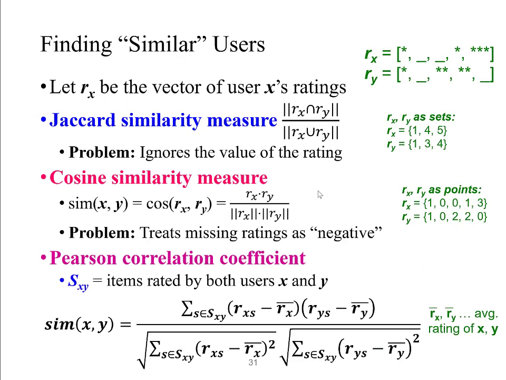So the first thing is to find similar users, or how to find similar users. Now let Rx be the vector of user X's ratings. For example, here the ratings are 1, 1, and 3, and this 2 is unknown. Ry is another user's ratings. So this is 1, 2, and 2, and these 2 are unknown. And there are several similarity measures that we can use here, including Jaccard similarity, cosine similarity, and Pearson correlation coefficient.